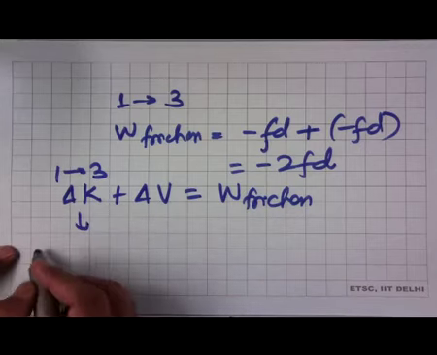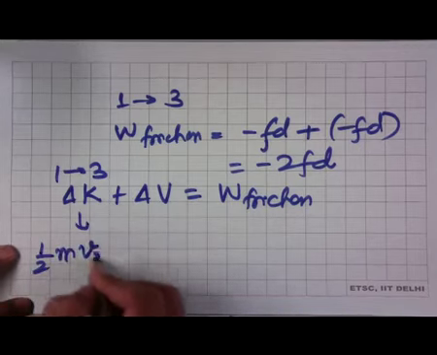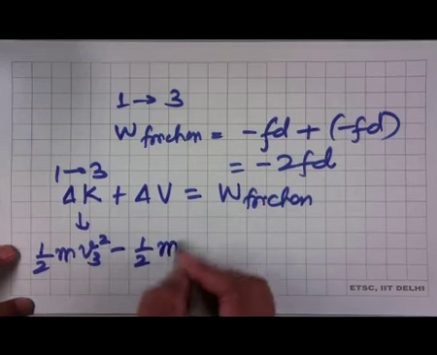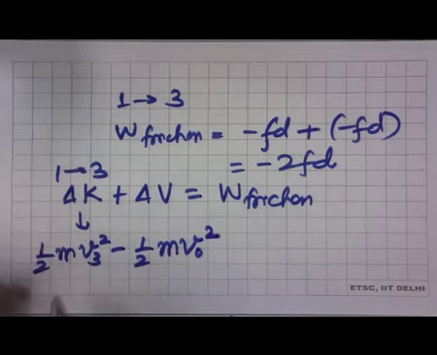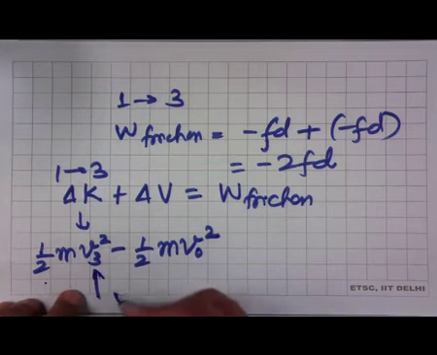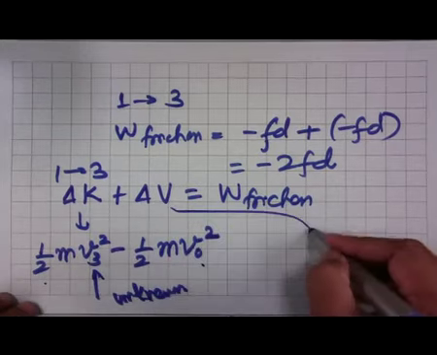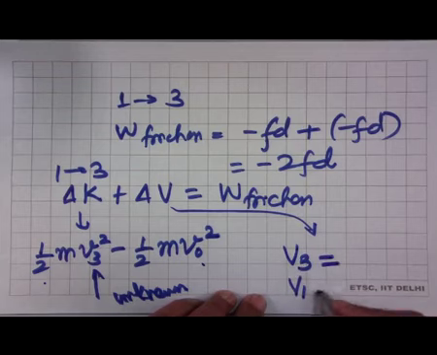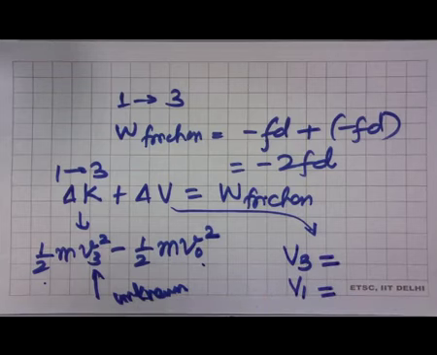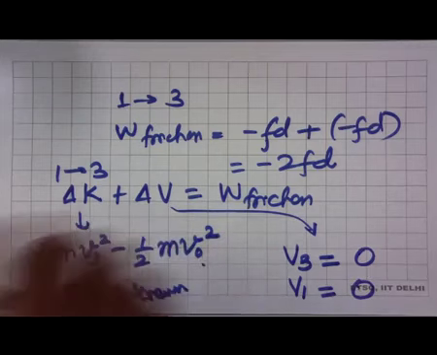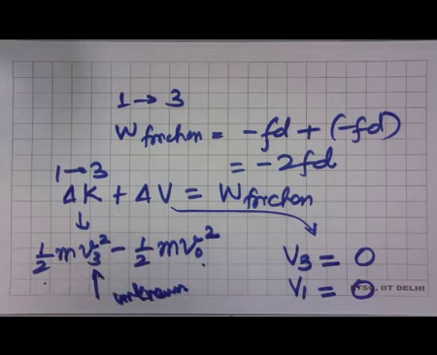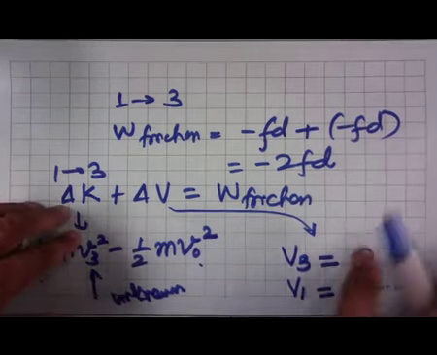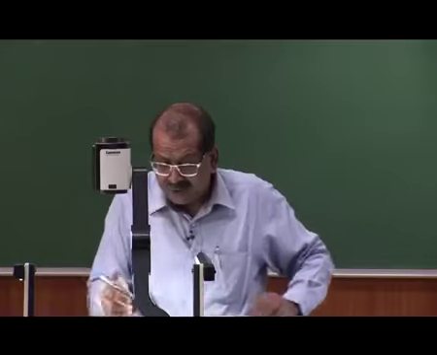Delta k will be equal to half m v 3 square minus half m v 0 square, because k 3 is half m v 3 square. This v 3 is the unknown we want to find out, v 0 is given to us. Now, what about delta v? What is potential energy at 3 and potential energy at 1? Both of them are equal to 0, because the particle is at the same location where the datum we have taken as 0.